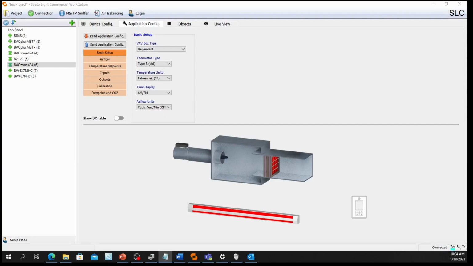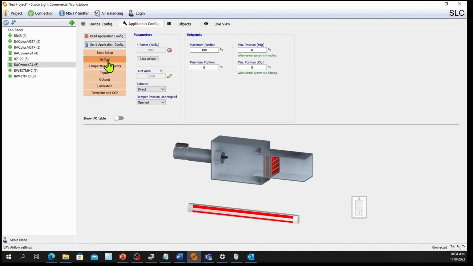In this video, we will be discussing setting up the BZ424 in a pressure-dependent VAV system. In a pressure-dependent system, there is no flow station on the VAV box. If the upstream is cold, the damper will modulate between open and closed if the zone is in cooling, and will close if the zone is in heating. Let's look at the airflow setup of a pressure-dependent VAV.